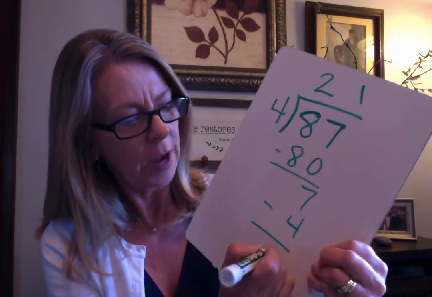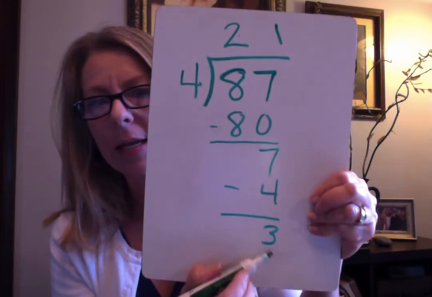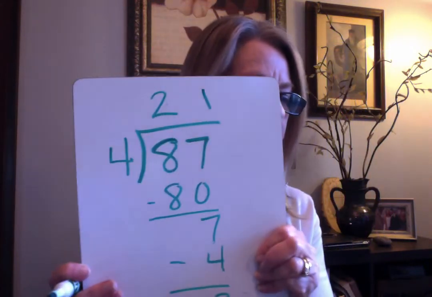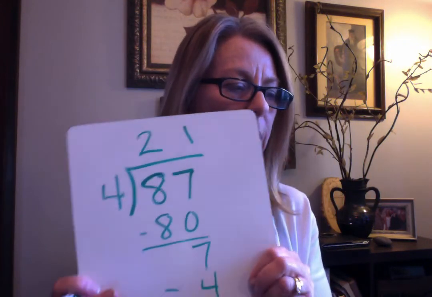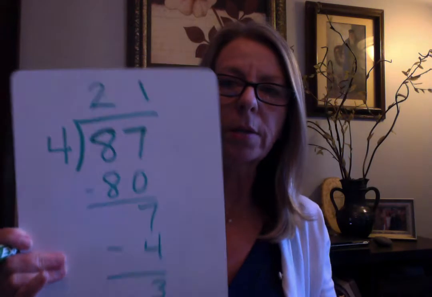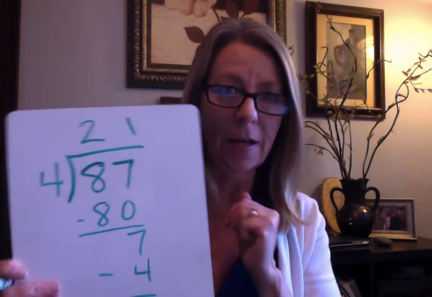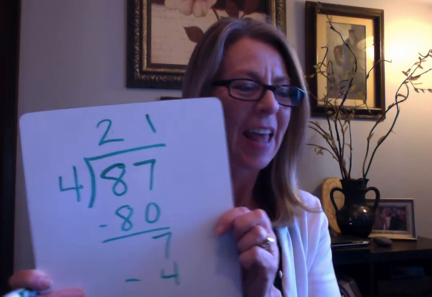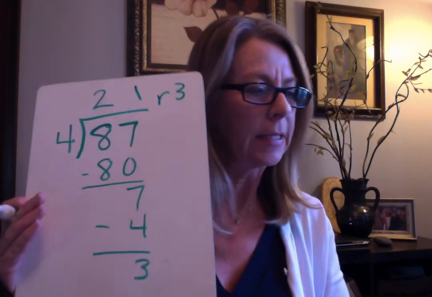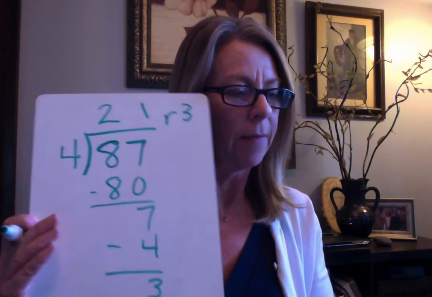And then I subtract, and those are my leftover cookies. Okay, so the question on our page is, how many cookies did Lily put on each plate? Well, she put 21 cookies on each plate, right? And then what was our remainder? Remainder 3. So she put 21 cookies on the plate to make them even groups, okay?